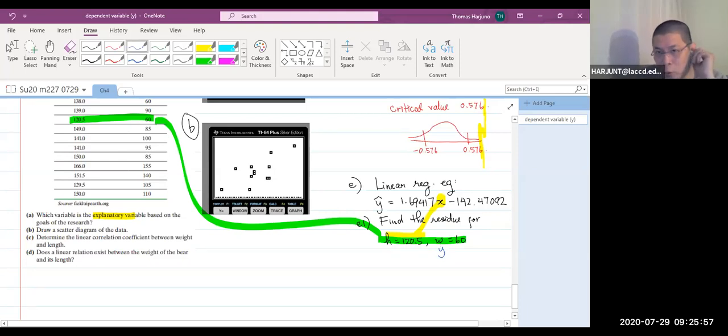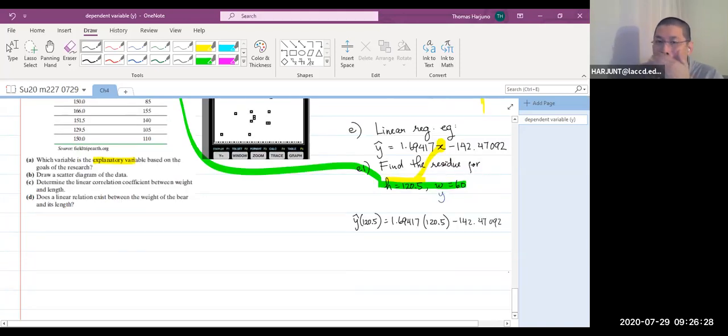That's the observed one. Now we want to see what is the difference between the observed value and the predicted value. So let's plug that in. So Y hat of 120.5 will be 1.69417 times 120.5 minus 142.47092. I would just use a regular calculator to do this.